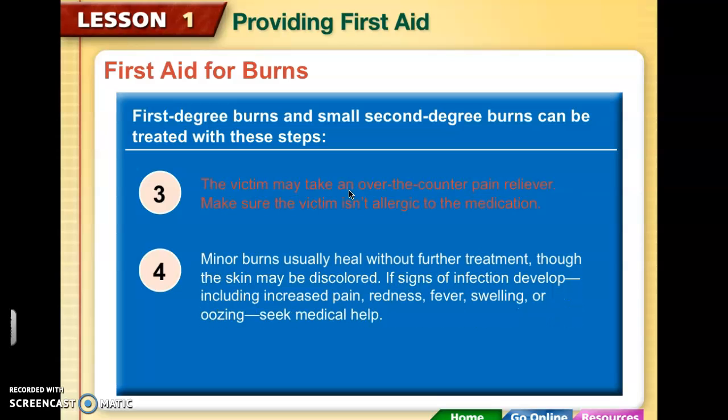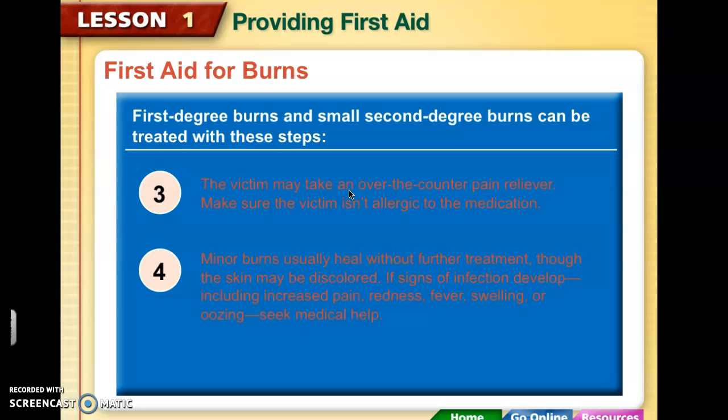Minor burns, first and minor second-degree burns, will heal without further treatment, though the skin may be discolored. Just check to make sure there is no infection and that it doesn't increase in pain, redness, fever, or swelling. If that is the case, you want to seek medical help.